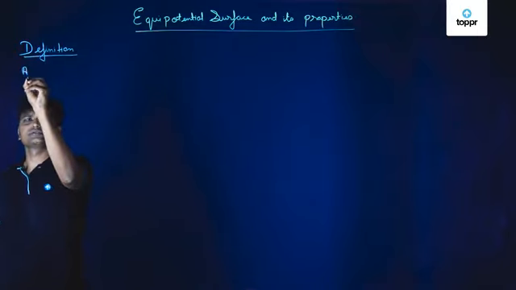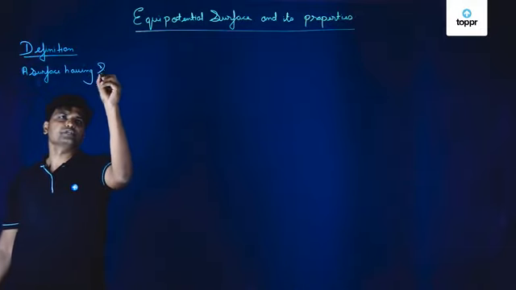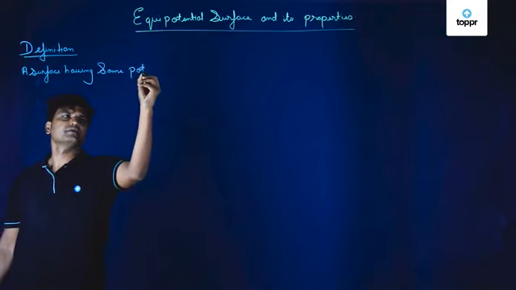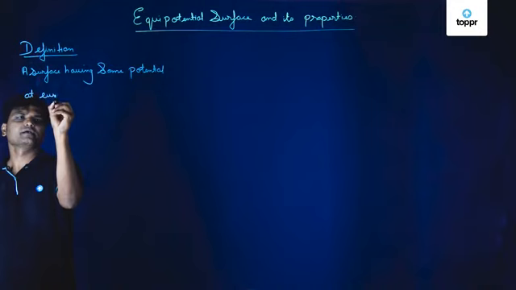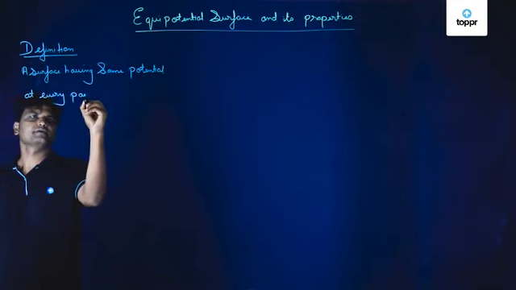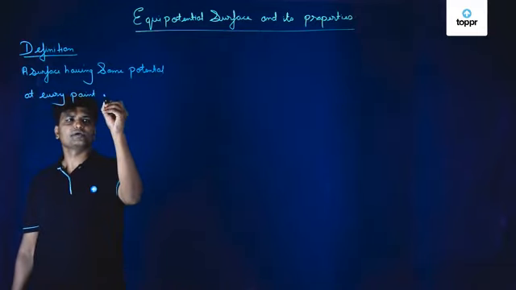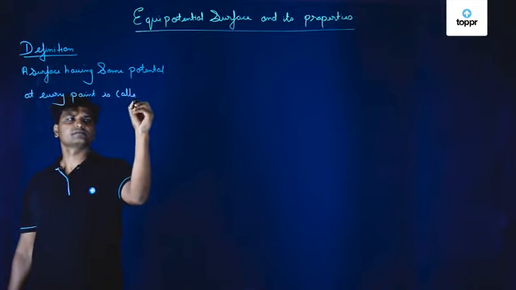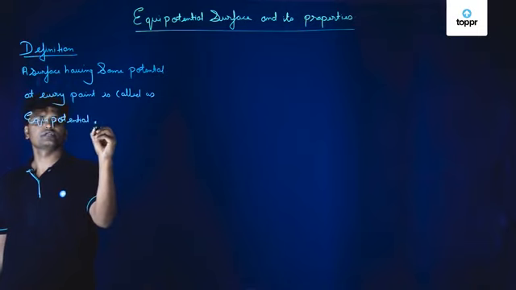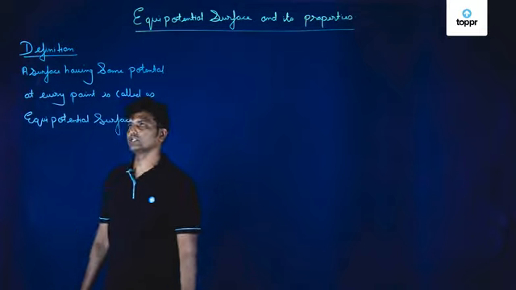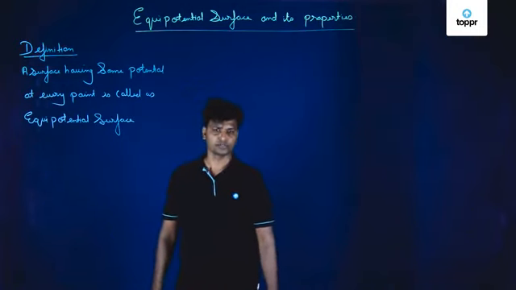So a surface having same potential at every point is called as equipotential surface, right?